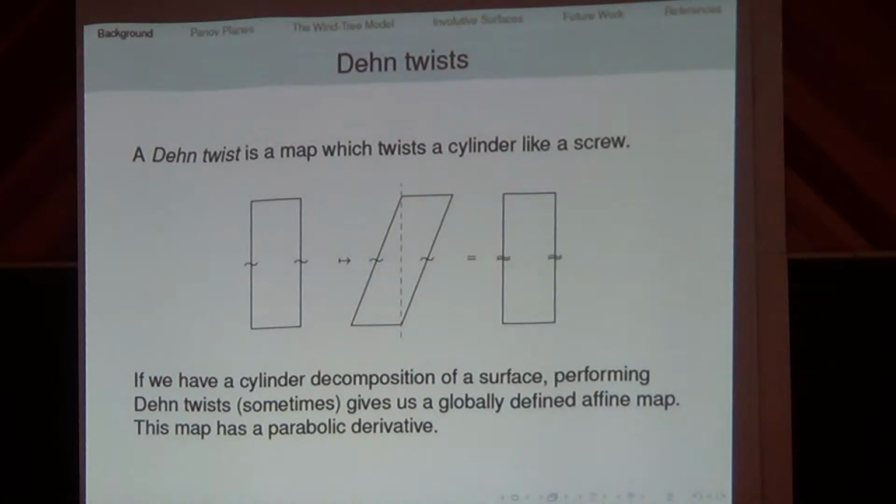So you fix the boundary curves of the cylinder, and you rotate by larger and larger amounts, starting from 0 going up to 2 pi as you move up the cylinder. And if you have a cylinder decomposition, and all the cylinders fit together in a nice way, so that the ratios of height to circumference are rational multiples for all your cylinders, then you have a globally defined affine map with a parabolic derivative.